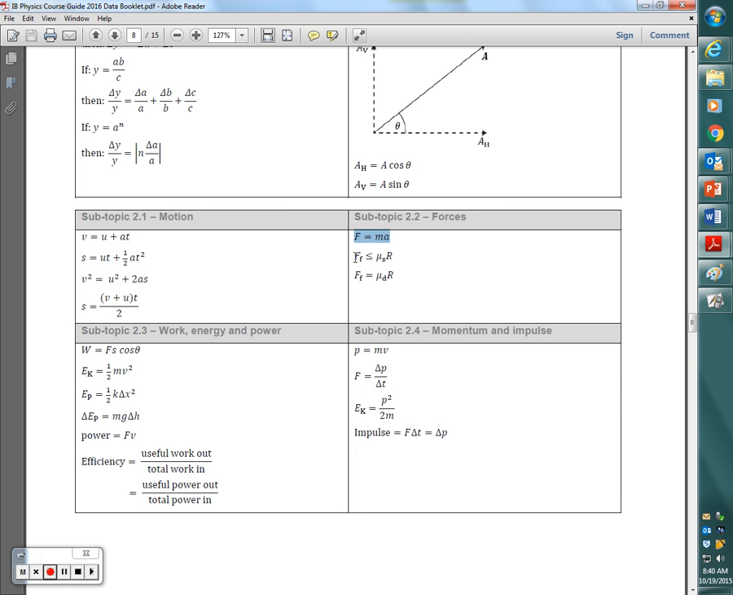Then it has the two formulas for your coefficients of friction. S is static, D is dynamic. And then it has this R over here on the side. Not sure where R is coming from, right? That R represents normal force. So if you want to adjust that in your book, keep that in mind. That's normal force right there.